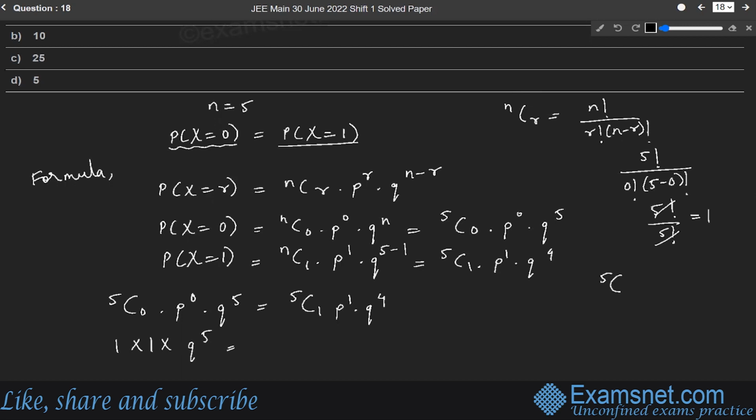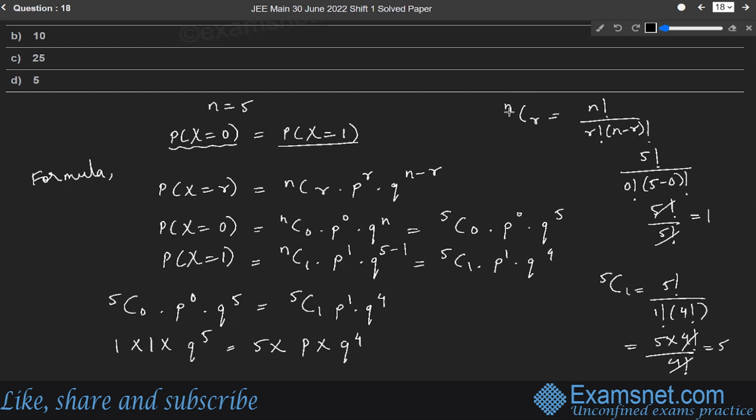Now 5C1 will be 5 factorial divided by 1 factorial into 5 minus 1 factorial, which is 4 factorial. So it will be 5 into 4 factorial divided by 4 factorial. So it's basically equal to 5. So 5 into p power 1, which is p, into q power 4.